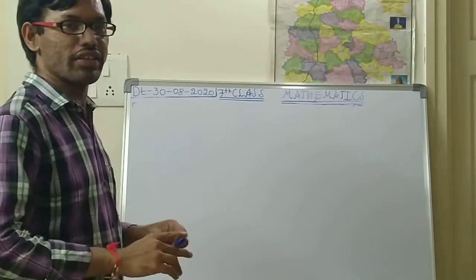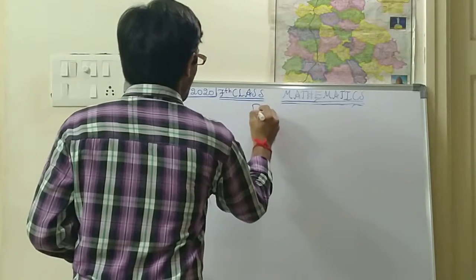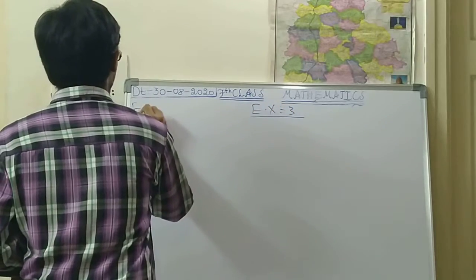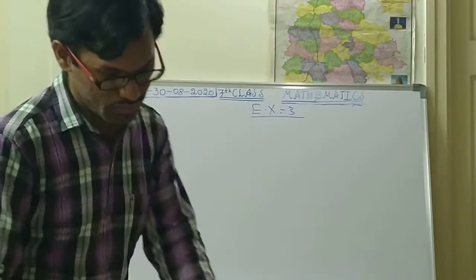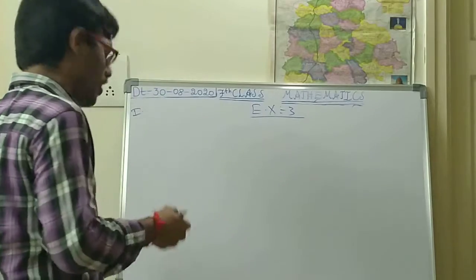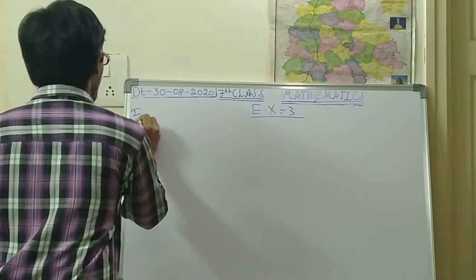Hope you are understanding these problems, very easy. Okay, so exercise 3, first bit. What is the first bit? Find each of the following products. So you should find the products.